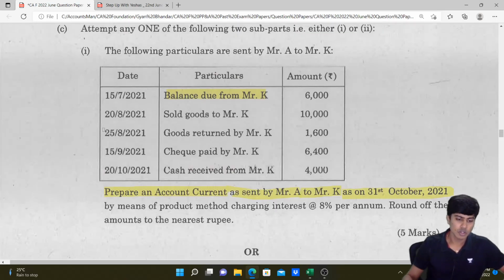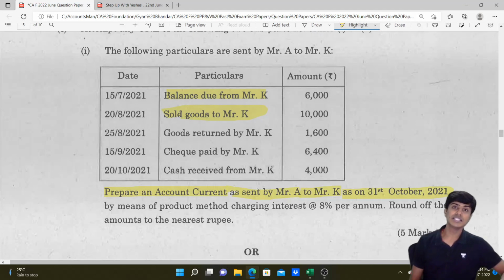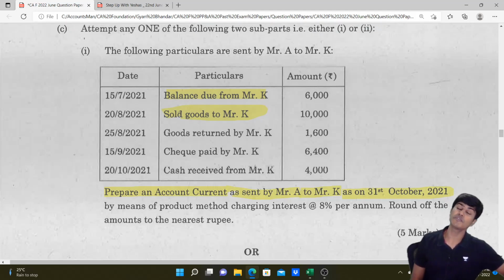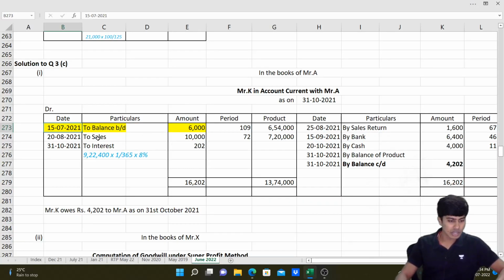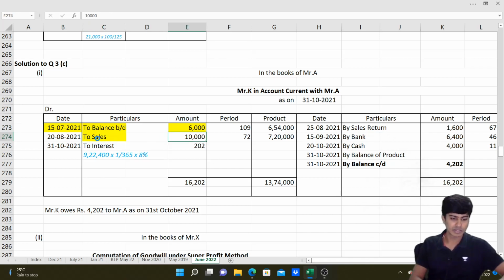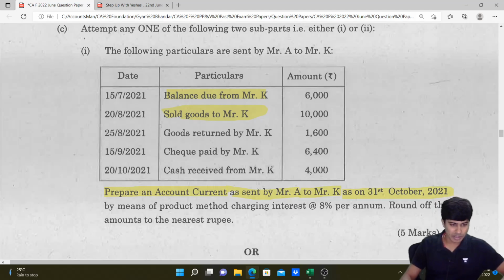Then what do we have? Sold goods to Mr. K. When you A sell goods to K, amount receivable from K will further increase. So the journal entry is K account debit to sales. So this is like K account. So I'll write here to sales 10,000. Got that?